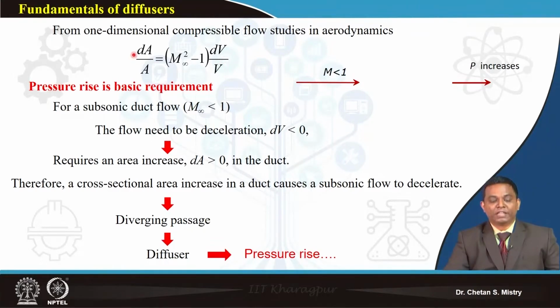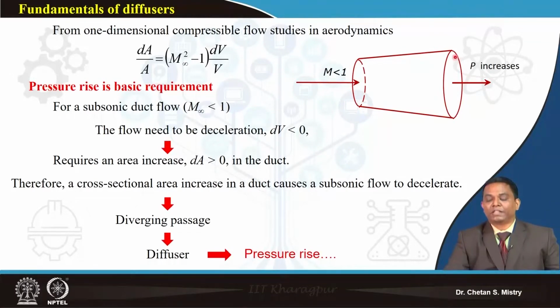So what it says, I am looking for the rise of pressure, and that indicates my dA by A should be increasing. So if I put that, it gives you the shape where my inlet diameter or my inlet passage area is smaller, and my exit diameter is larger.